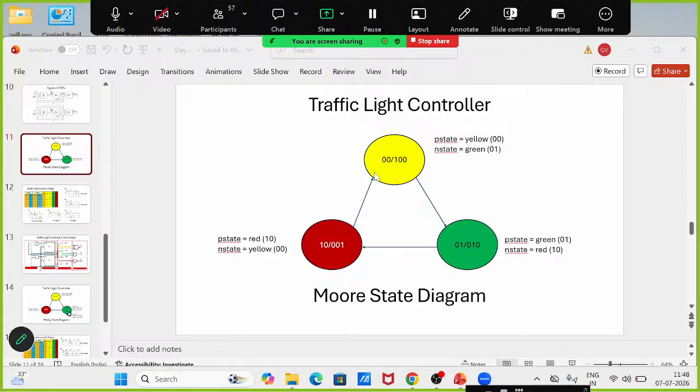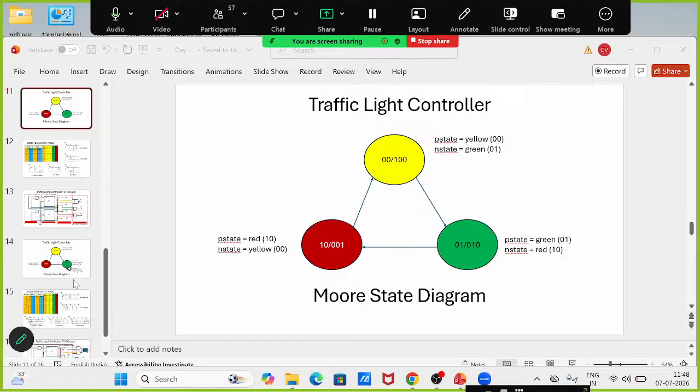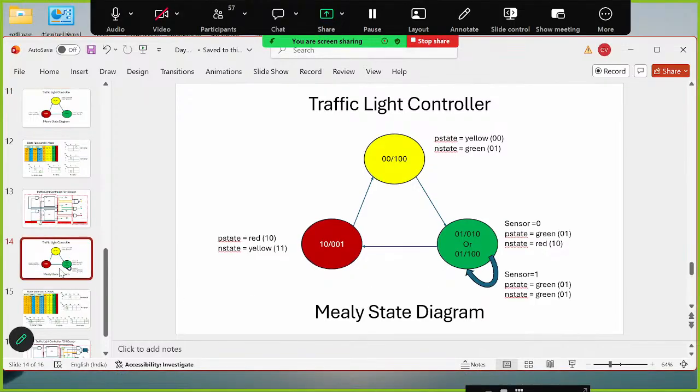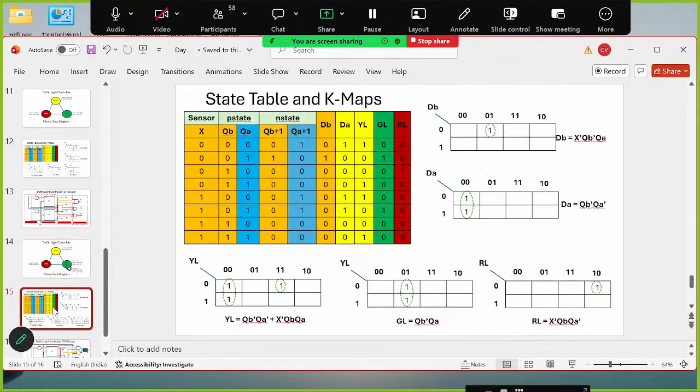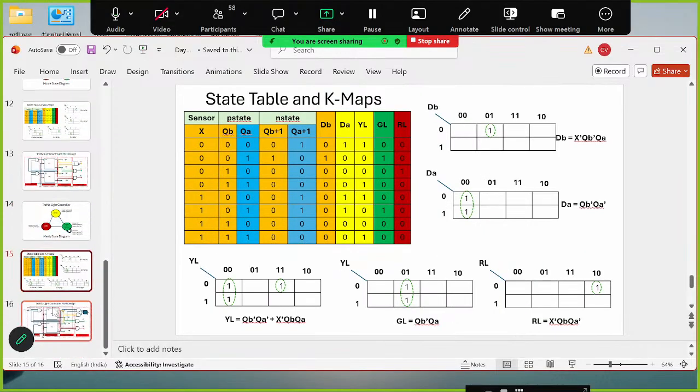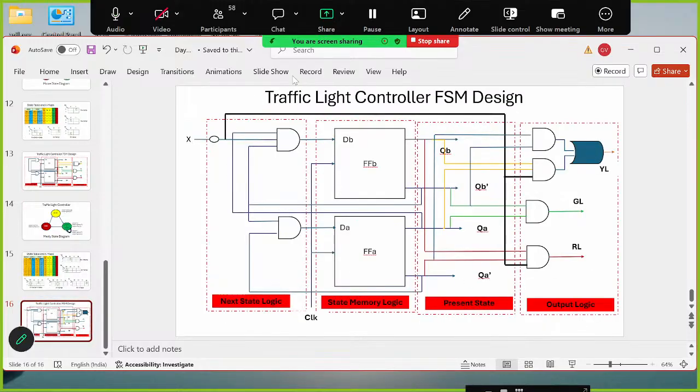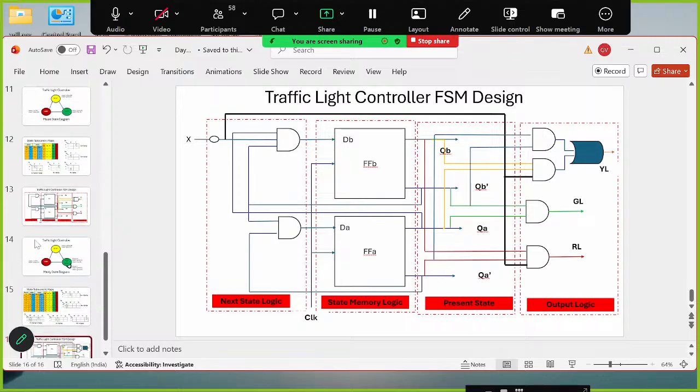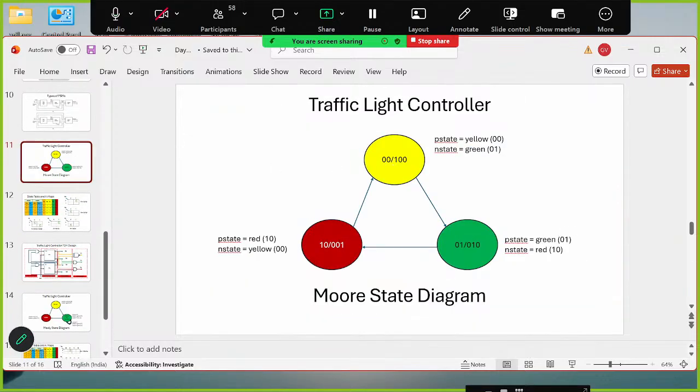For today's discussion, I'm closing this session here. Tomorrow we will discuss one more part of it, the Mealy state diagram, where I will introduce one sensor, some input, and how this state diagram changes accordingly. And finally, we'll see what happens in the state table, how it changes, and how your final FSM state diagram also changes. We'll see that tomorrow. Till then, if you have any doubt, please let me know, or otherwise we will be closing the session for today.